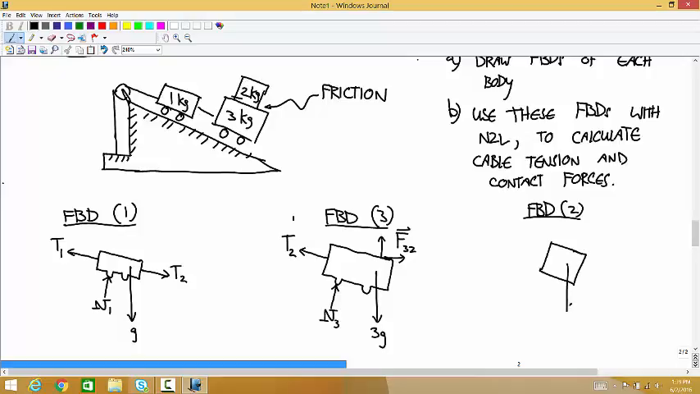We have the weight. And we have a friction contact. So it's an unknown vector. We could call that F23, but we can keep down the number of variables if we recognize that we've already defined F32, and so this is negative F32.